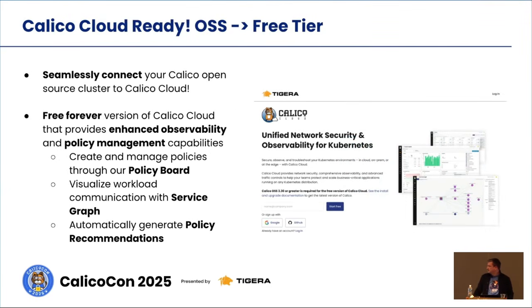In terms of Calico Cloud, we can easily connect a Calico Open Source cluster to our free tier. I'll show a demo of this in a second as well, all about the demos. It's a very simple installation. You sign up for Calico Cloud for free, grab a manifest and apply that to your cluster, and it starts communicating with our free tier, and then you can uninstall that and disconnect at any time, leaving your cluster in the exact same state as it was before in open source.